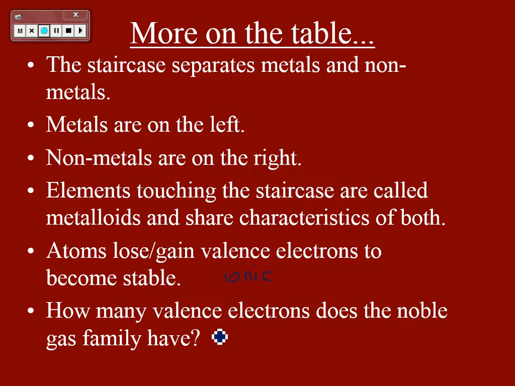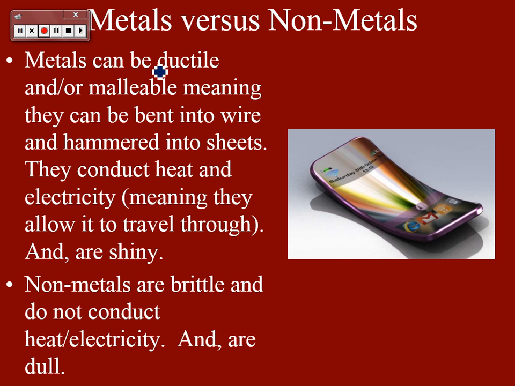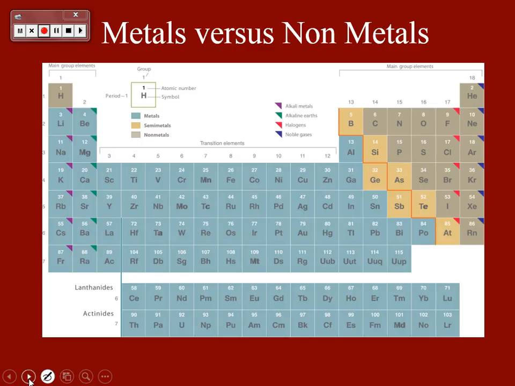Down here again, it says how many valence electrons do the noble gases have, and the number is 8. They are full. Metals can be ductile or malleable, which means they can be bent into wires and hammered into thin sheets. They conduct heat and electricity, meaning they let it go through, and they're shiny. Nonmetals are the exact opposite. They're brittle. They break. They do not allow heat or electricity to go through, and they're dull.